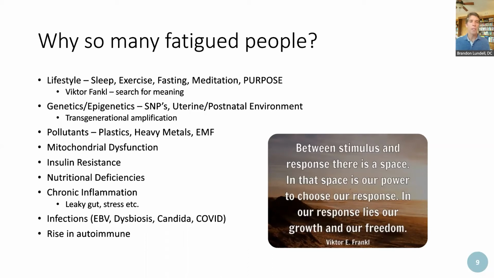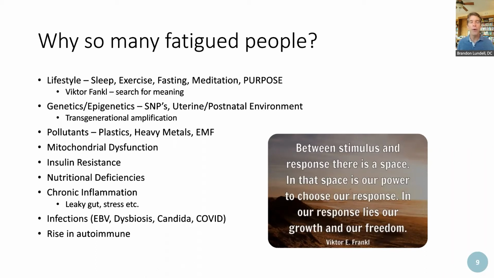We look at genetics and epigenetics. Again, it's transgenerational amplification; each generation is getting worse and worse. This case study is not even the worst of the worst, but it was pretty bad. But we can use these principles not just to treat really bad cases, but to help average people function better. Everything we're going to talk about today will help even average people function more optimally.